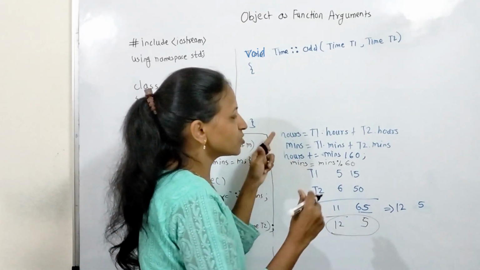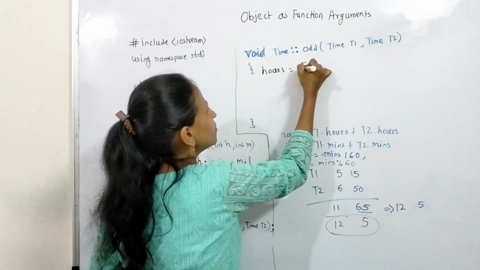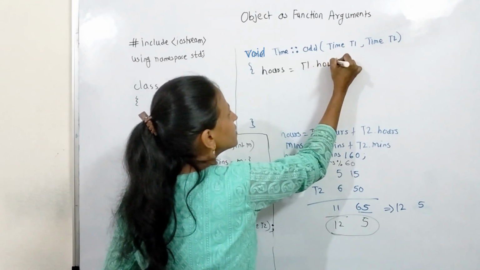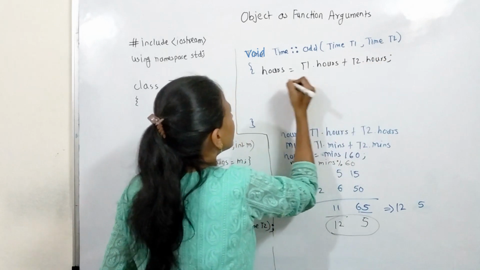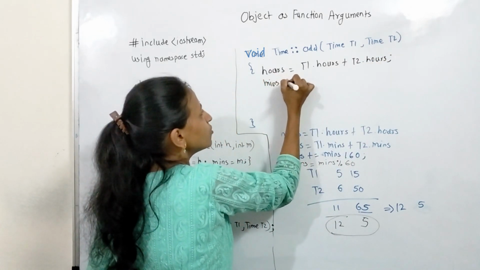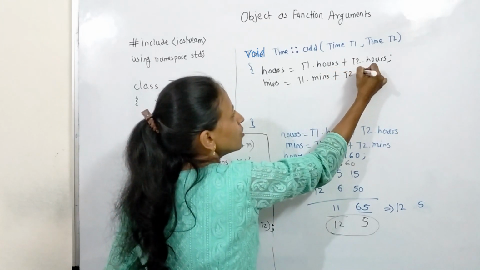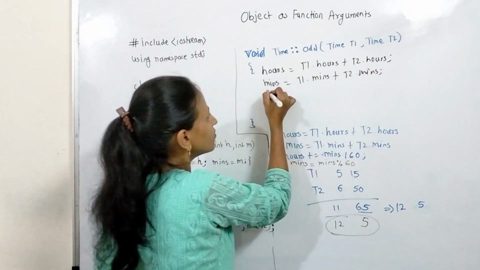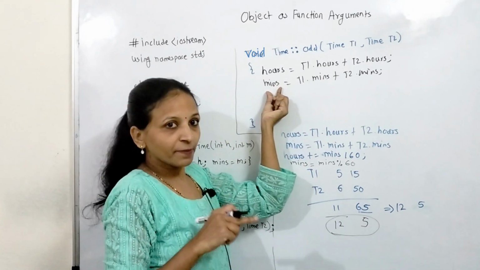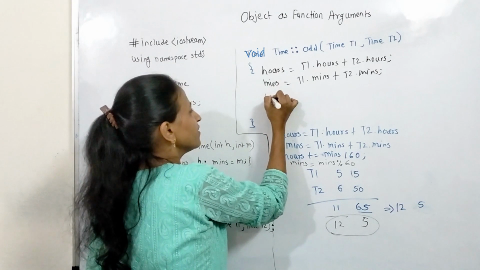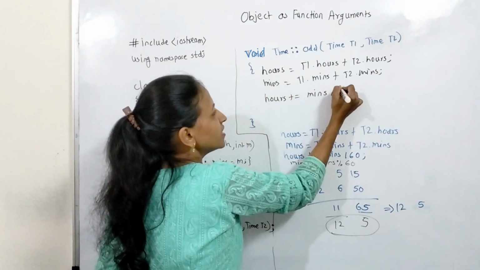We'll just copy this code here, like hours equal to t1.hours plus t2.hours, then minutes equal to t1.minutes plus t2.minutes. Now next we have to add whatever hours come from those minutes inside this hours. That's why we have to write like this: hours plus equal to minutes divided by 60.